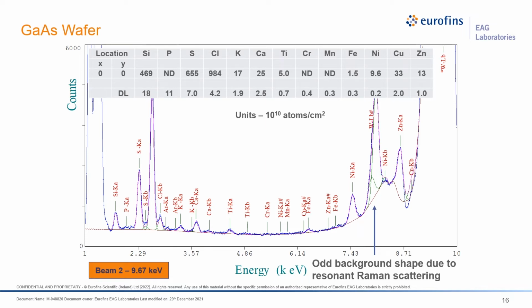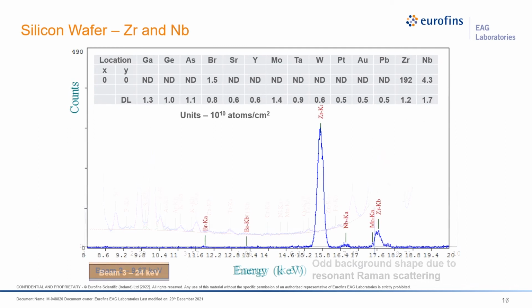So one last spectral example, I wanted to show off what beam 3 data looks like. This is our high energy beam, 24 keV. So this is an example of a silicon wafer that I purposely contaminated with zirconium and niobium. So we're showing here the energy range is going from 8 keV to 20 keV. There's not much excitement going on here, but we can see a few peaks are present.